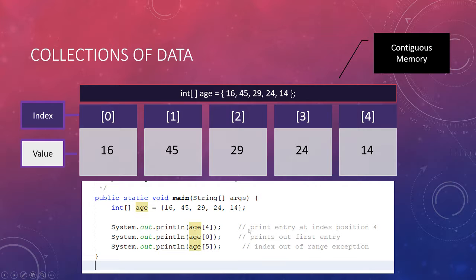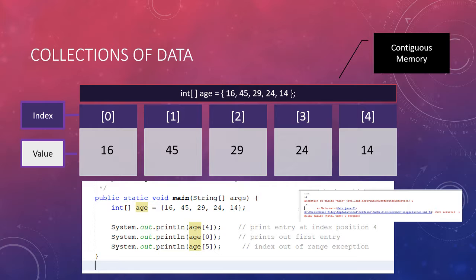Now if we did this code down here where we printed out the entry at position 4, that would print out the 14. If we printed out the entry at position 0, index location 0, that would print out the 16. What would happen if we try to print out the item at index position 5? We don't have an index position 5 in our array, so that would cause an out of bounds exception. That means that we've gone out of the boundaries of our array. So we could see some sort of exception like this. We see our first values printed and then our out of bounds message.